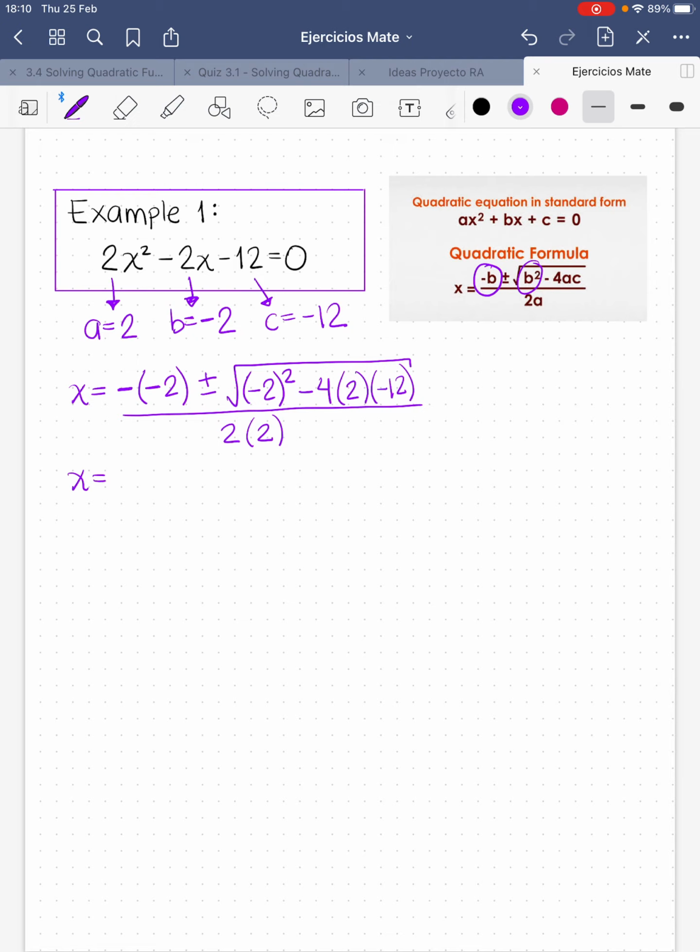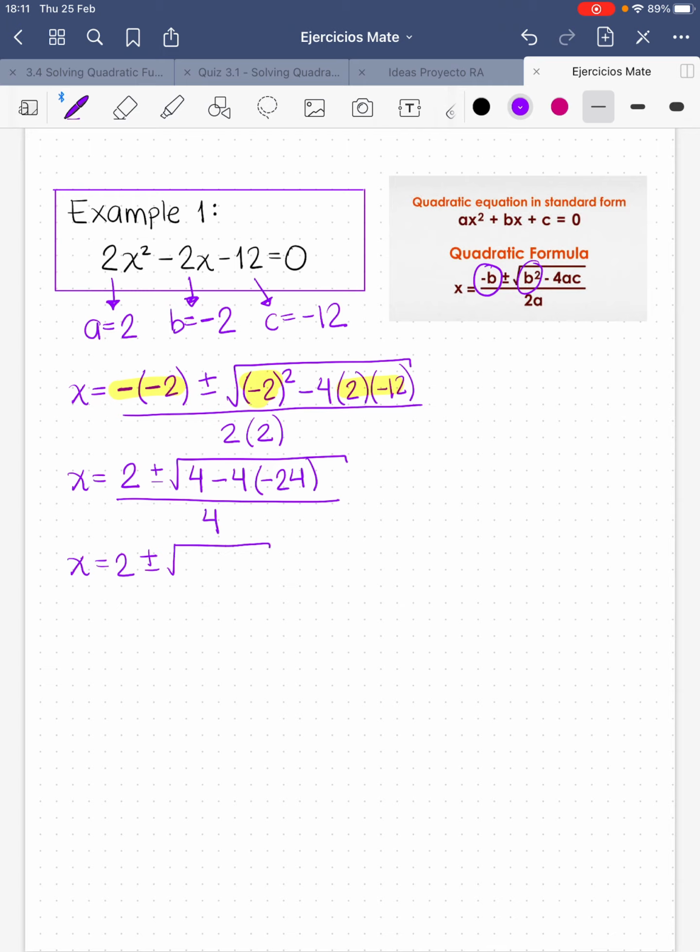So we're going to solve first this negative times negative 2, negative and negative is positive, so that's a positive 2. Then plus and minus, and then inside the square root we have negative 2 squared, so a negative number squared, that's positive 4. Then negative 4 times 2 times negative 12, that's negative 24. And then all of that divided by 4. 2 times 2, 4.